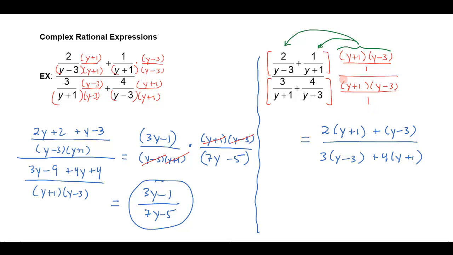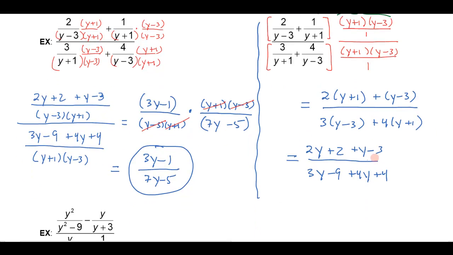Okay, so the beauty of this method is that in one fell swoop you're able to eliminate all of those little fractions. You get rid of all the denominators, you completely get rid of the complex fraction, and now you can just simplify this, right? 2y plus 2 plus y minus 3, which should look familiar, right? That's really that numerator right there. And 3y minus 9 plus 4y plus 4, again that's this numerator right there.